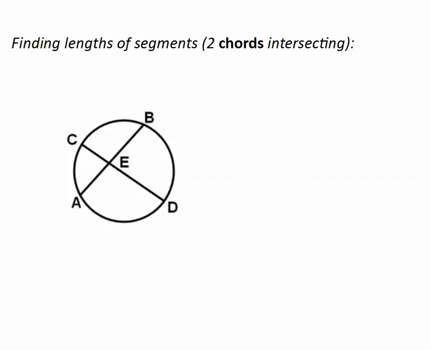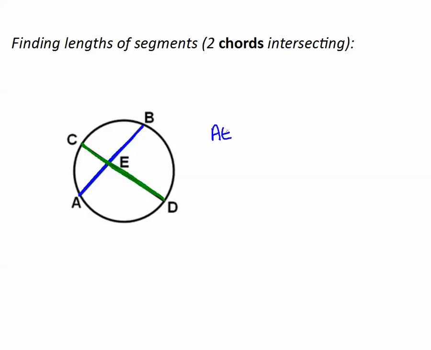Our goal, though, is to find lengths of segments. Let's begin with 2 chords intersecting, such as chord AB intersecting with chord CD at point E. Ultimately, what's important to remember when you have 2 chords intersecting is the formula that we use. Here's a chord from A to B. Here's another chord from C to D. When we want to find the lengths of any segments of these chords, or the entire chord, we use the formula that goes like this.